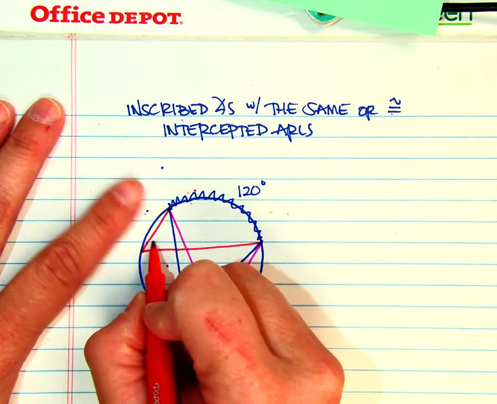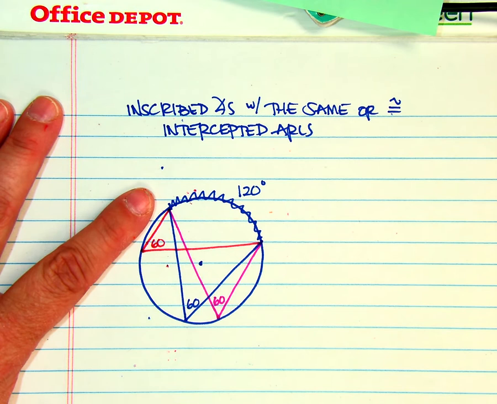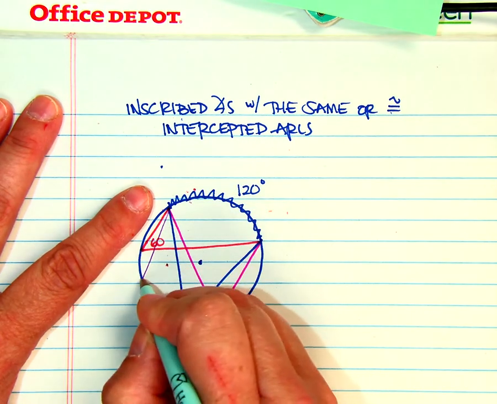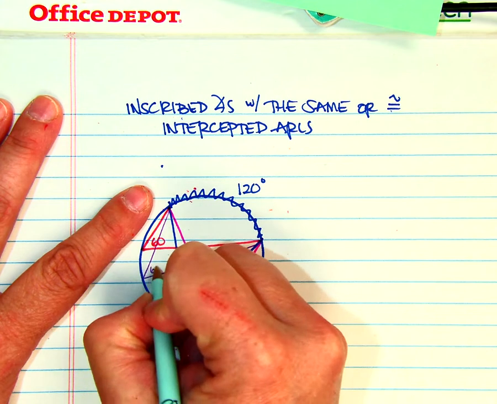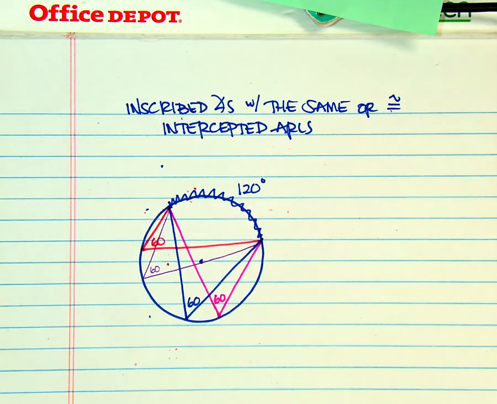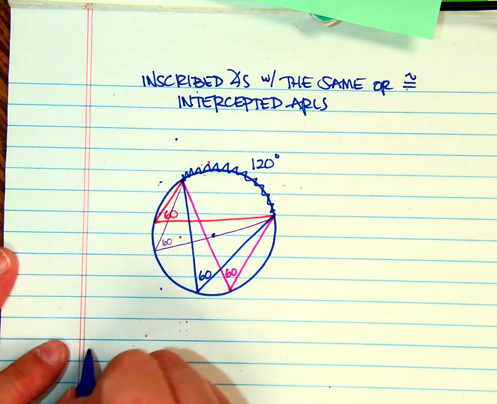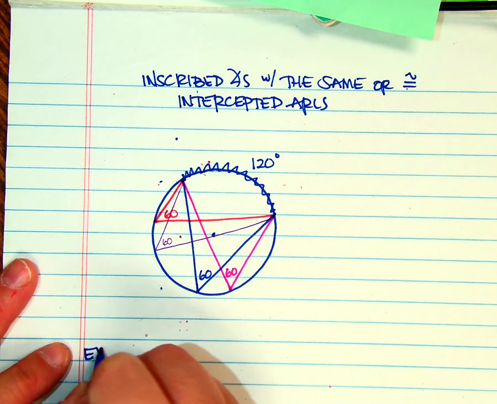Same intercepted arc. That is also 60. And I could do this all the way around. That's also 60. Okay? If they also have congruent arcs.